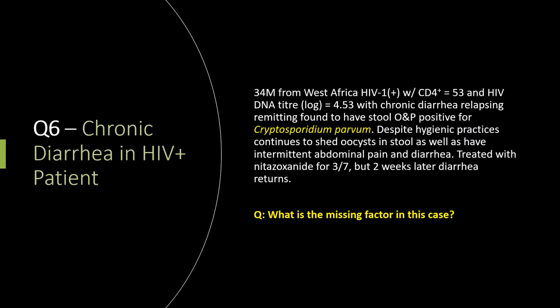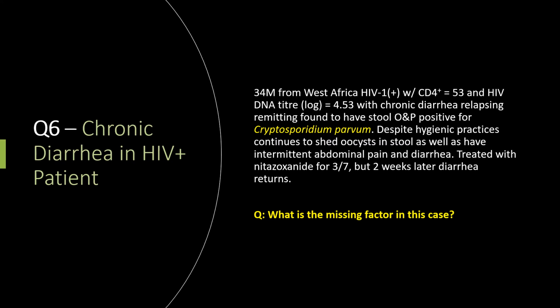Now moving on to our last practice patient case for the most clinically important GI protozoa, we have a 34-year-old male from West Africa with uncontrolled HIV and a CD4 count of 53 who develops chronic diarrhea in a relapsing remitting pattern and a stool O&P positive with special staining for Cryptosporidium parvum. Despite hygienic practices and nitazoxanide treatment, the patient continues to have abdominal symptoms and continues to shed oocysts in the stool. The question for us is, what is the missing factor in this case?